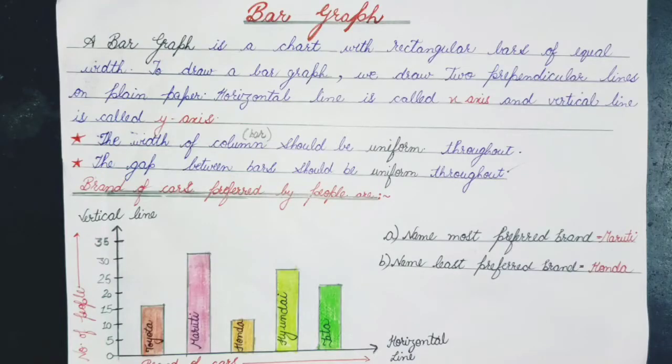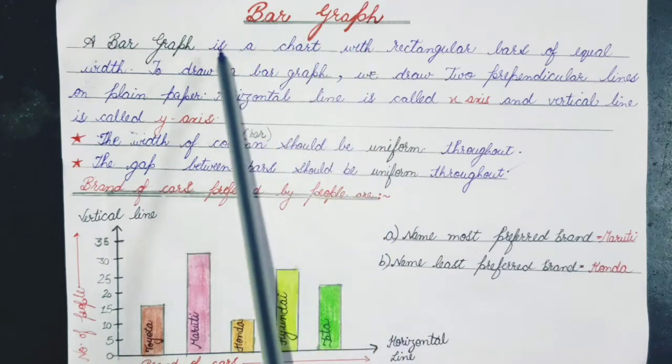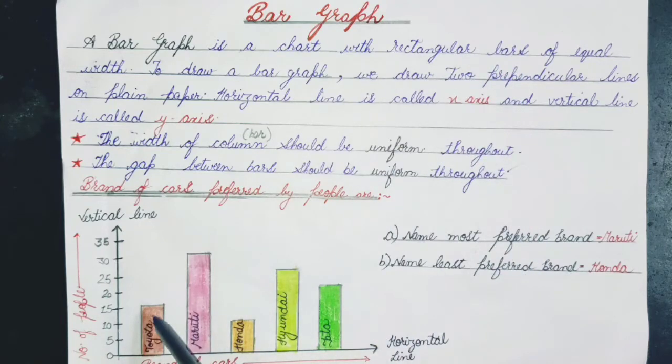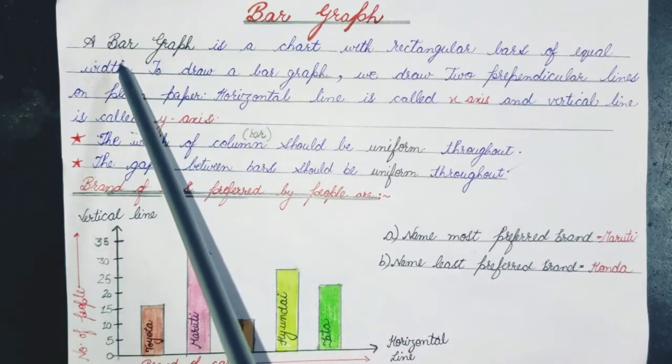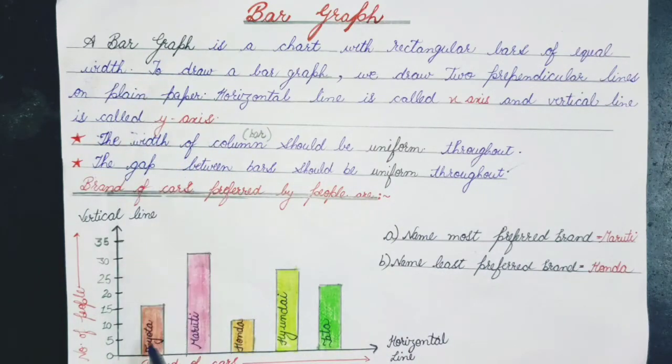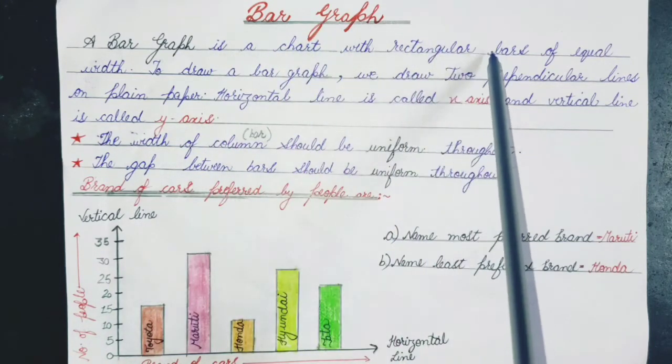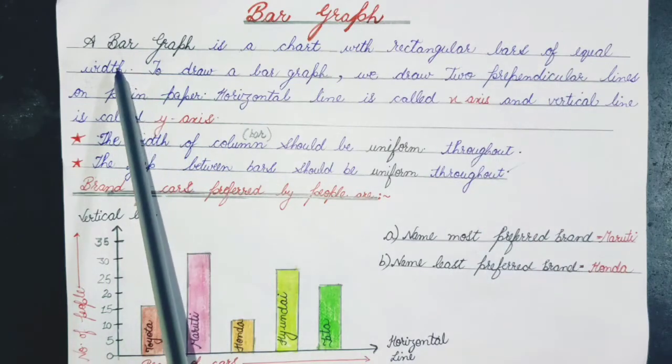Next way of representing our data is bar graph. A bar graph is a chart with rectangular bars. You can see here class, these are in the shape of the rectangle. So we can say that these are rectangular bars of equal width. Equal width means, class, you can observe here all these bars have equal breadth. The breadth of all these rectangular bars is the same. So we can say that a bar graph is a chart with rectangular bars of equal width, means of equal breadth.